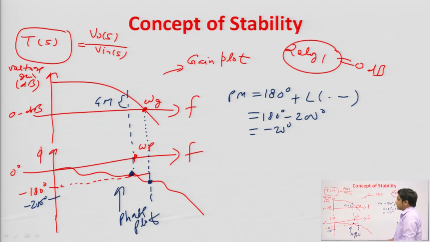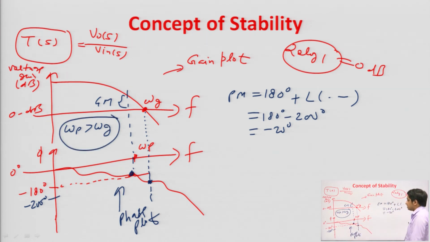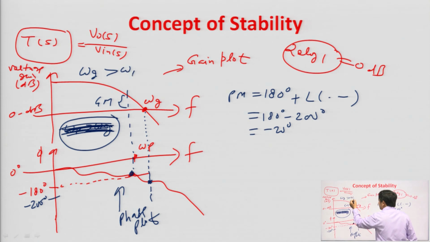So, here you can see that your amplifier is unstable because your omega p is greater than omega g. Phase crossover frequency is greater than omega g. No, it is not correct actually. From this plot we can see that your omega g is greater than omega p, right.